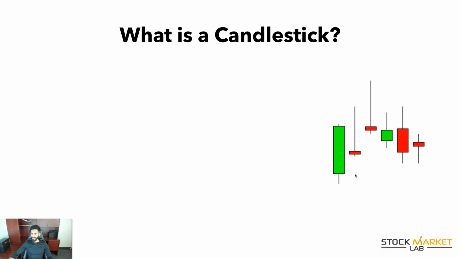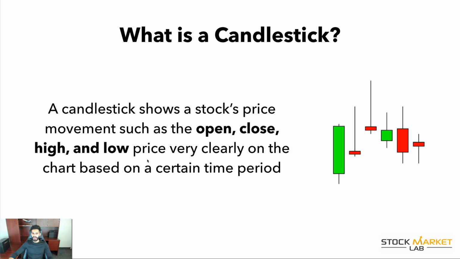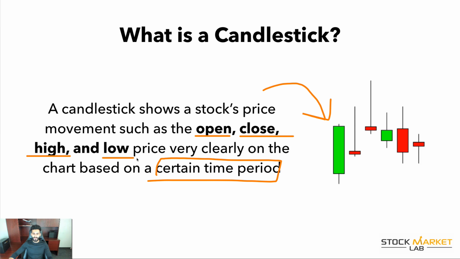So a candlestick, which is right here as you guys can see, basically shows a stock's price movement, such as the opening price, the closing price, the high point, and the low point, very clearly on the chart based on a certain time period. We'll get to this in a bit, but for now, the only thing I want you to understand is that a candlestick, which is showcased right here, shows us the opening price, the closing price, the high point, and the low point for a stock based on the time period.